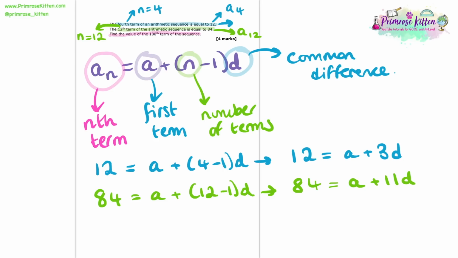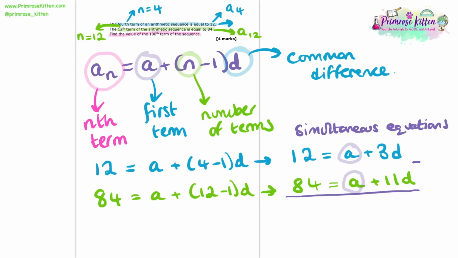So now we've got a set of two equations. There's two unknowns, a and d. And so what we have here is a pair of simultaneous equations. And we need to solve these to work out what a and d are so that we can get this 100th term that the question wants. Now there's loads of ways to do simultaneous equations, but this is how I'm going to do this one.